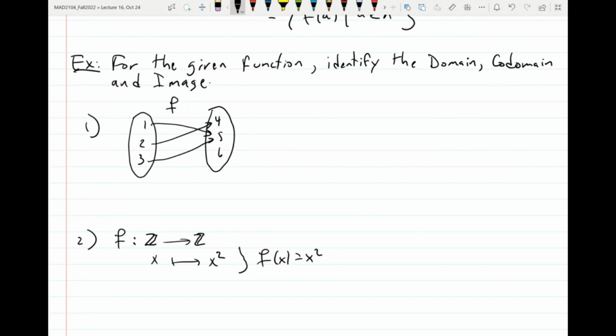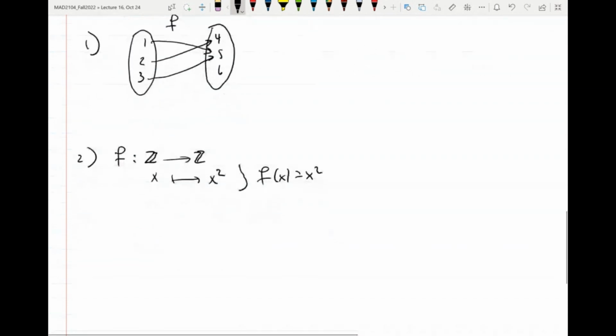It's just that this is meaningless if you don't tell me what the domain and the codomain are. That's why this notation is better, because you can see what your domain and what your codomain are. Here we only care about integers. We don't care about fractions, or any real number that's not an integer. All right, so that's that one.